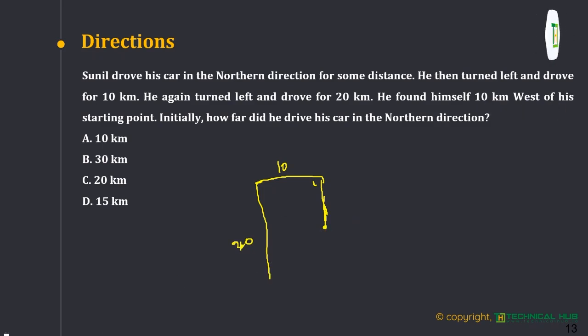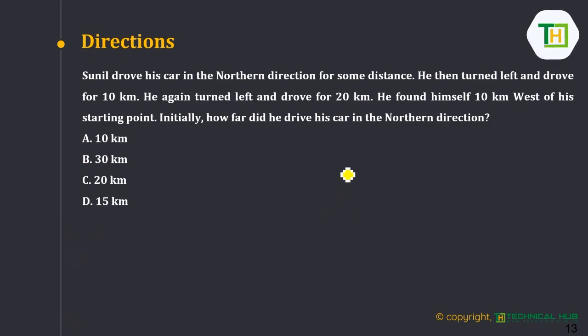Sorry, then I have to draw it in another way here. See, initially he moved towards north. I don't know the exact distance, how much he moved towards the northern direction, but he turned to the left and moved for 10 kilometers here. This is the 10 kilometer distance. And from there he took a left turn and drove for 20 kilometers. So he moved in this direction for 20 kilometers. After moving 20 kilometers, he found himself exactly in the west direction of the starting point, 10 kilometers away.